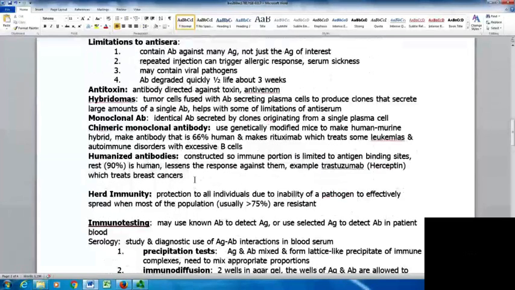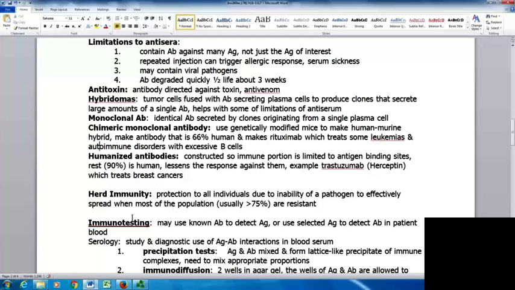With humanized antibodies, these are constructed so that the immune portion is limited to the antigen binding sites. The rest, 90%, is human. This will lessen the response against them. An example is trastuzumab or Herceptin, which is used to treat breast cancers.